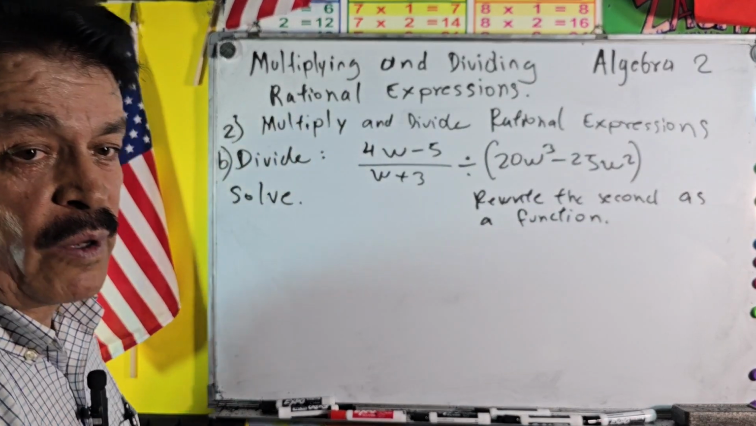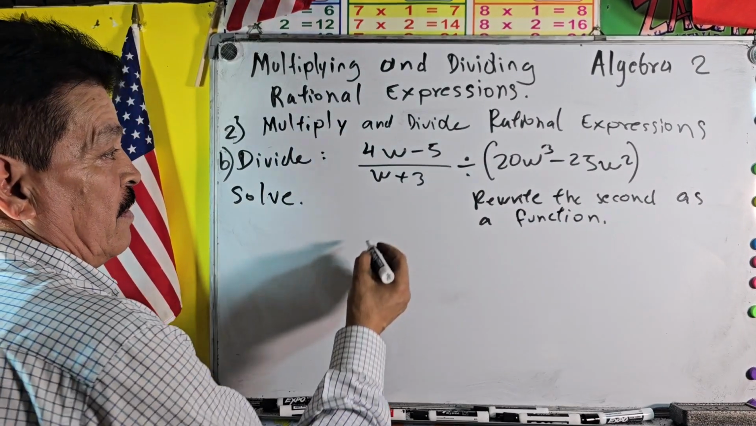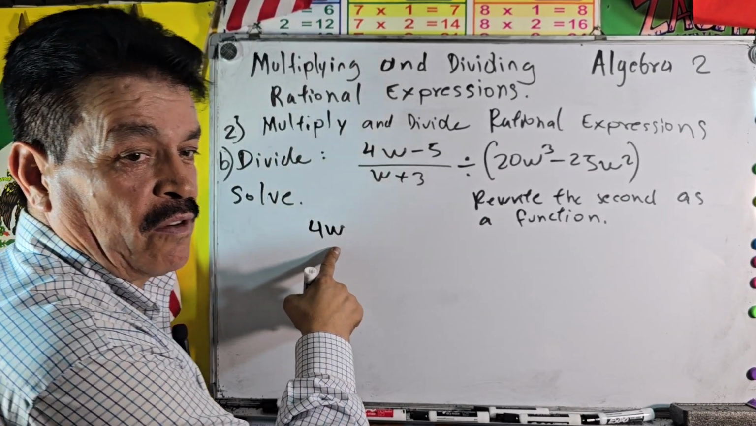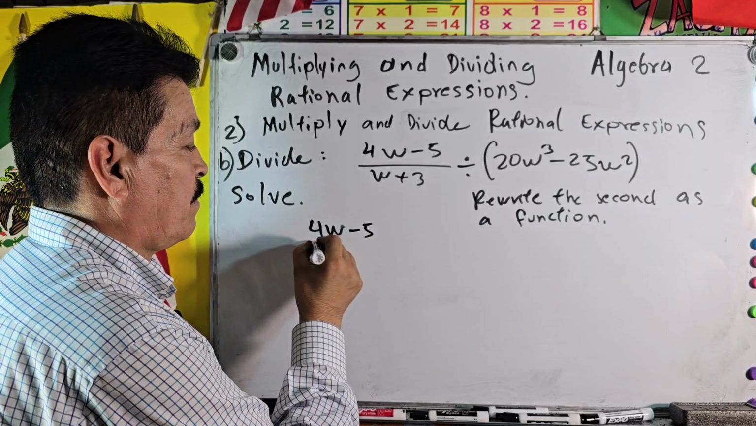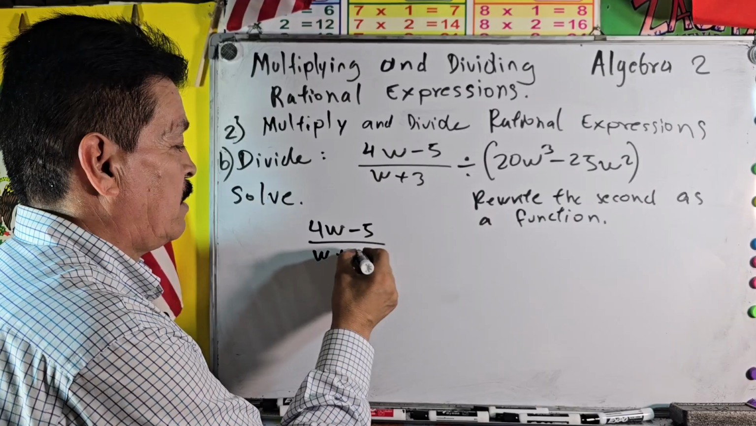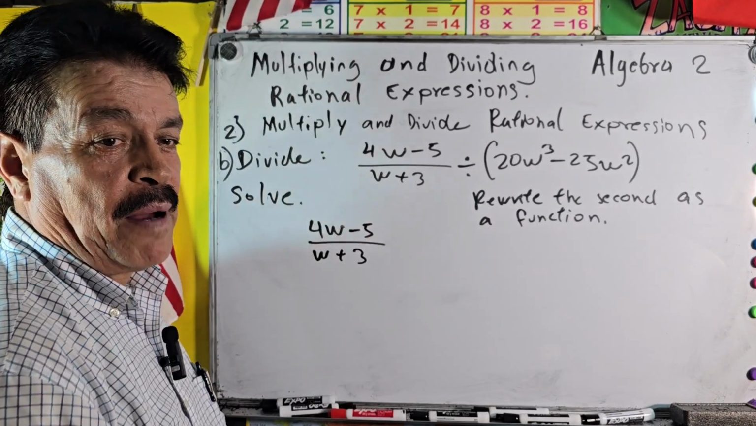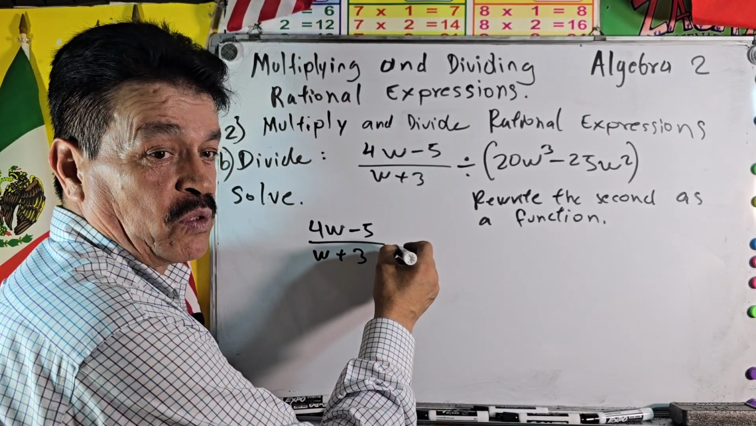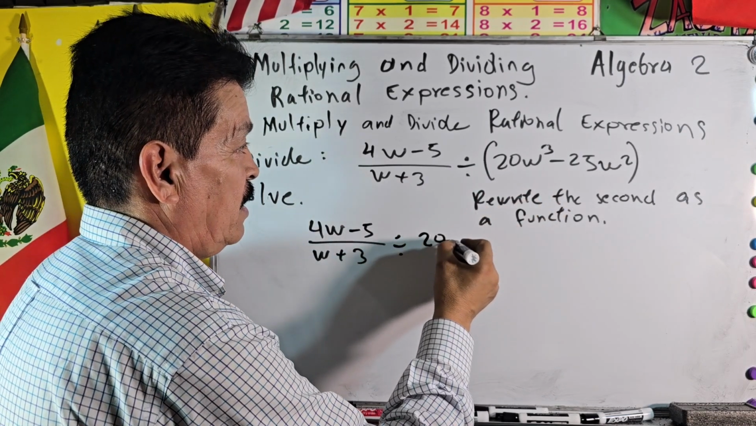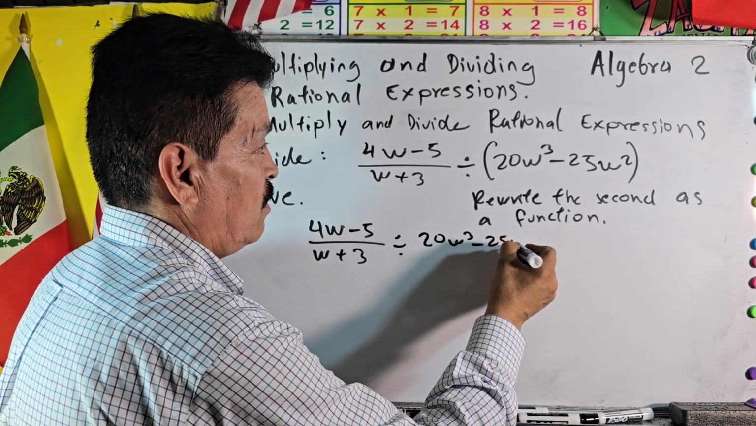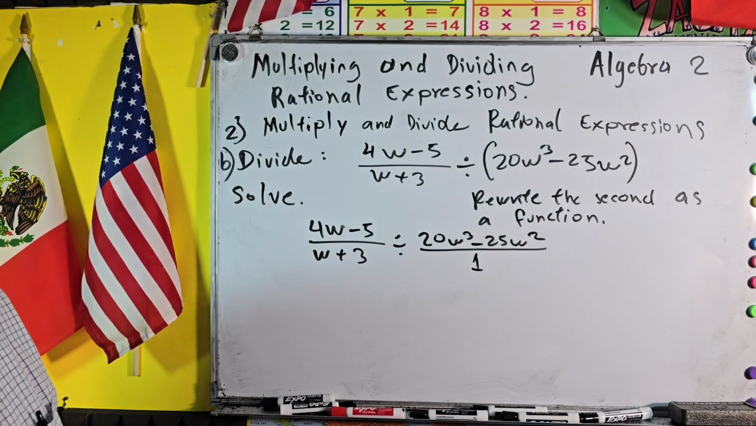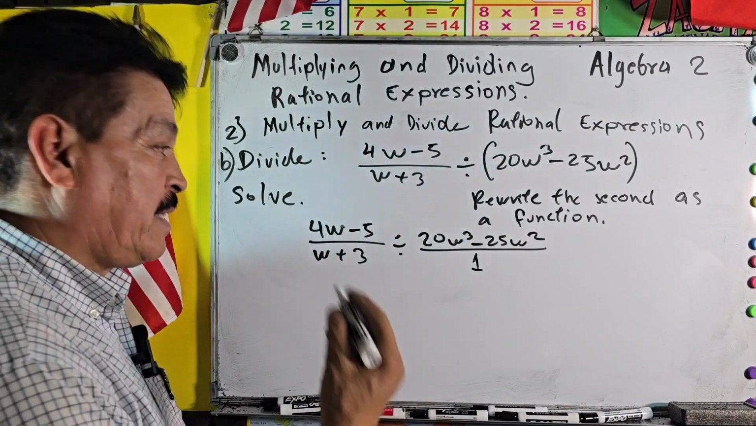Okay, so which is here 4w minus 5, and the bottom just the same denominator, w plus 3. But here, like I told you, just rewrite 20w to the third minus 25w to the second power over 1. Okay, now to divide, multiply by the reciprocal.